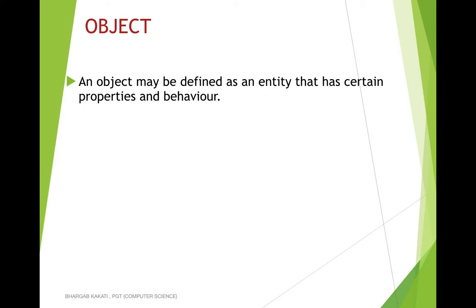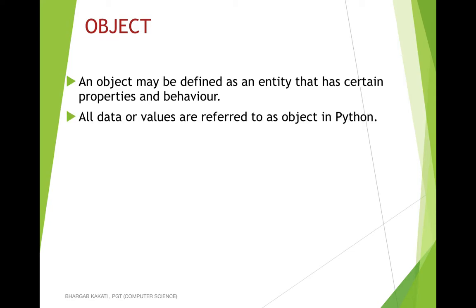It has some properties. What are the properties of 4? The properties are that first, 4 is a numeric value, next, 4 is an integer value, and the next property can be said that 4 can be used in addition, subtraction, multiplication, division, floor division, etc. So an entity which has some properties and behavior in Python is known as an object.